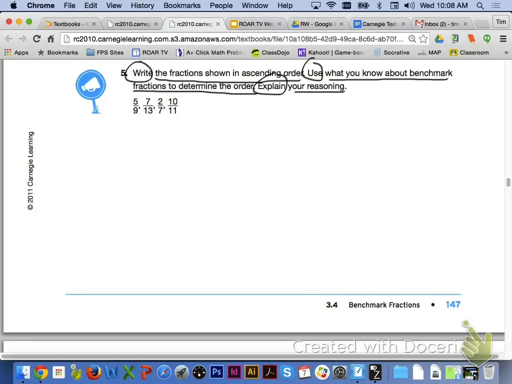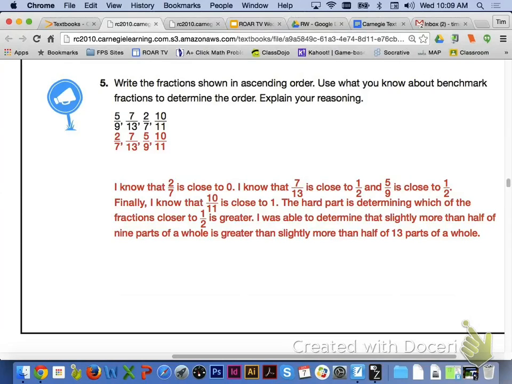Number 5 at the bottom of page 147 tells us to write the fractions shown in ascending order. Use what you know about benchmark fractions to determine the order, and finally explain your reasoning. If we look at 2/7, we know that that's closest to 0. We know that 10/11 is pretty close to 1, so those are going to be the smallest and the largest fractions in the list. The hard part is determining which of the fractions is closer to 1/2, either 7/13 or 5/9.